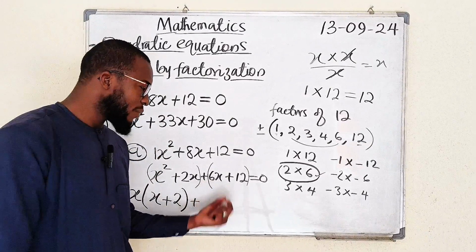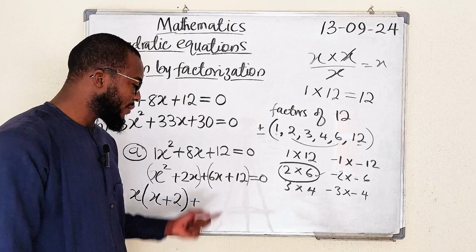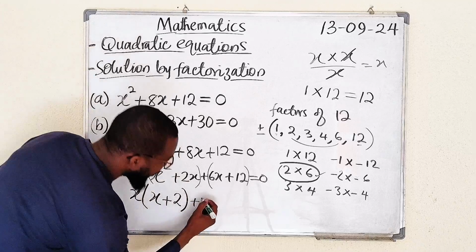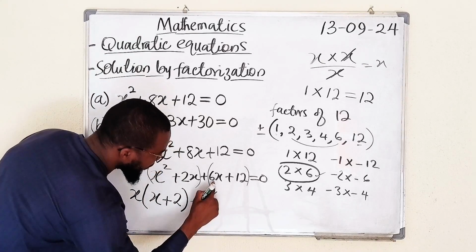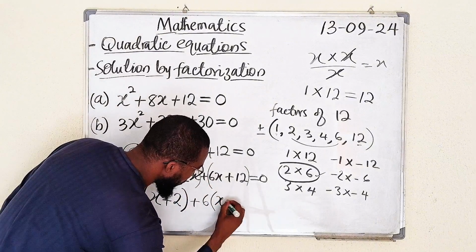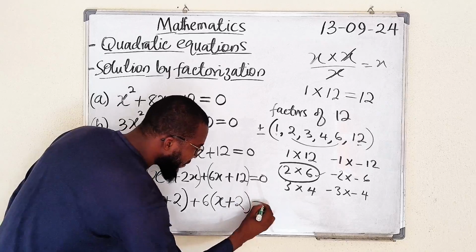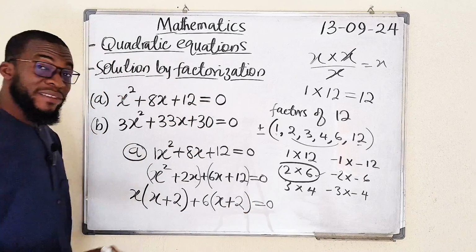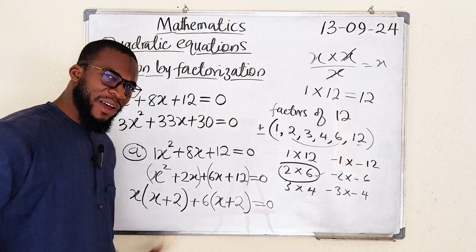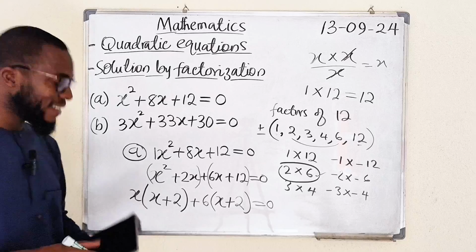What do we have in common between these two terms? They only contain the number 6 in common, because 6 can divide 6 and 6 can divide 12 as well. So we bring out 6. Inside, 6x divided by 6, the 6 will cancel, leaving x. Plus 12 divided by 6 is equal to what? 2. And this is equal to 0. Now, if you observe, the values under the parentheses are exactly the same. So we can repeat the factorization again.